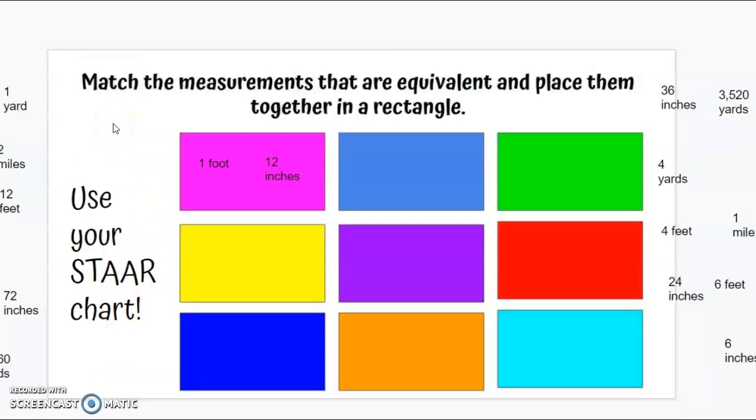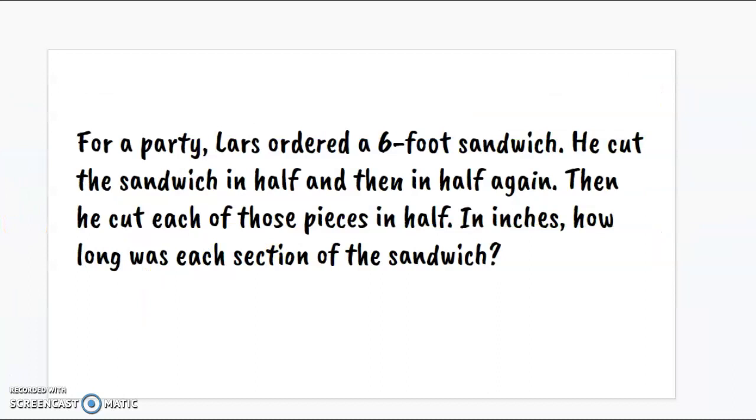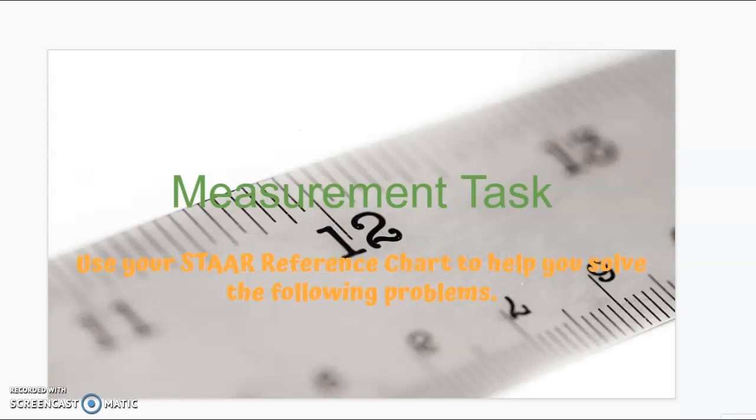It says match the measurements that are equivalent and place them in the rectangle. So I've already found 1 foot and 12 inches, they go together. So you need to find other ones. If you have half a foot, let's look at that one. If I know 1 foot is 12 inches, how many inches are in half a foot? So you would find the one that is 6 inches. Do this with all of them. They have yards, they have miles, all that in it. Then you need to complete this question and then the measurement test.